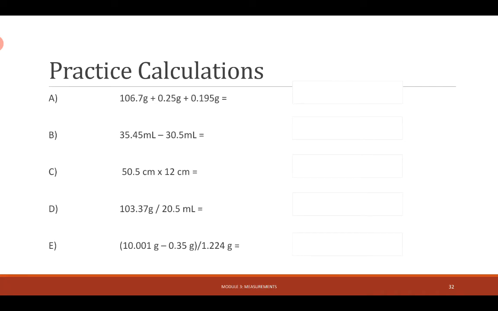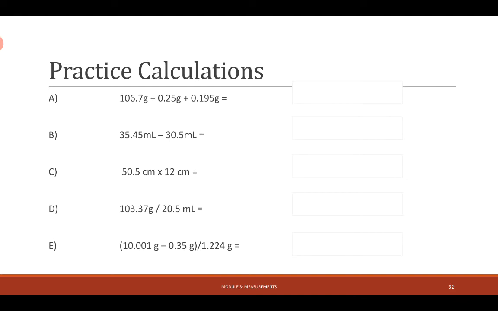Here's one more practice problem for you. Go ahead and pause the video, and on your note paper, work out these calculations, and when you're ready, unpause the video to double check your work. All right, let's go over this.